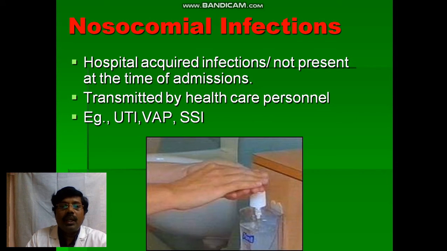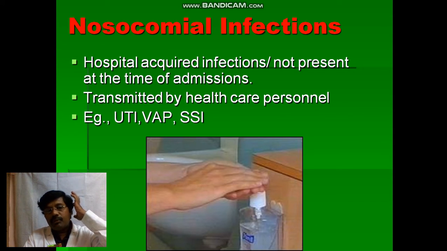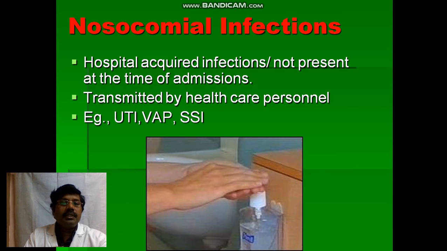Nosocomial infection is hospital acquired infection. It is not present at the time of admission. It is transmitted through healthcare personnel to the patient, from one patient to another patient, and from the patient to hospital personnel. The more common nosocomial infections are urinary tract infection, ventilator associated pneumonia, and surgical site infections. Nosocomial infection is caused by bacteria, viruses and fungi. UTI is mostly caused by E. coli.